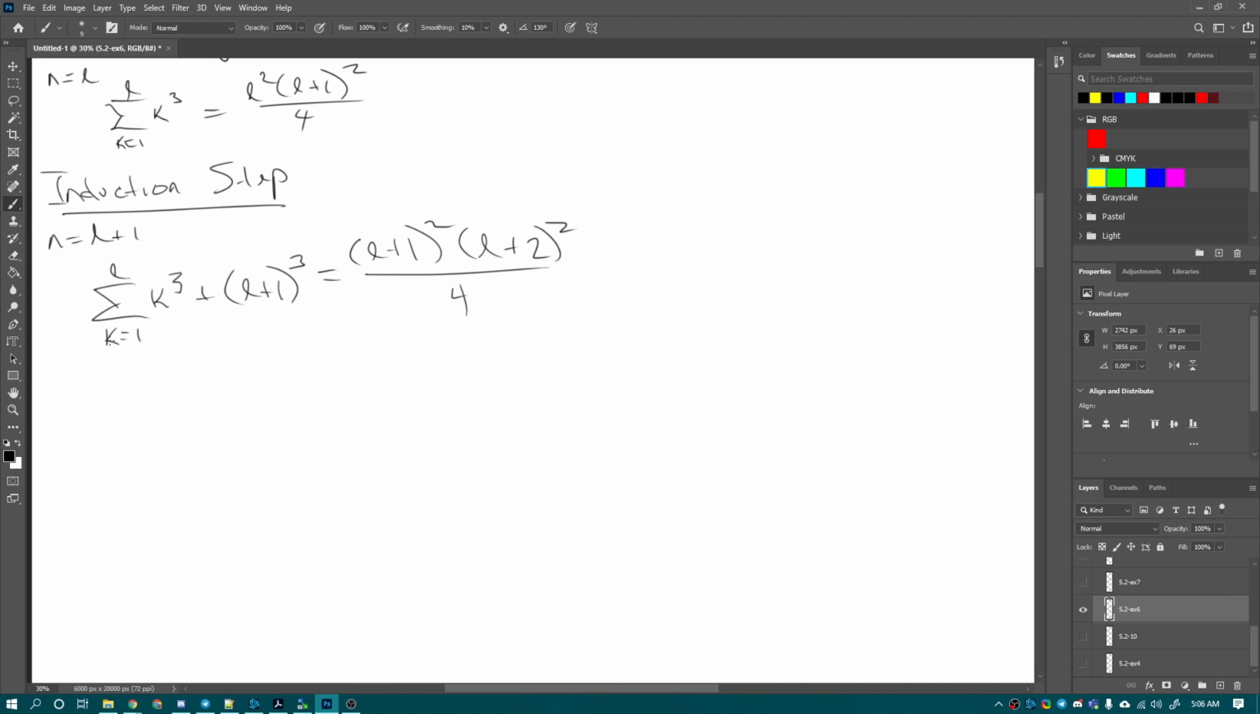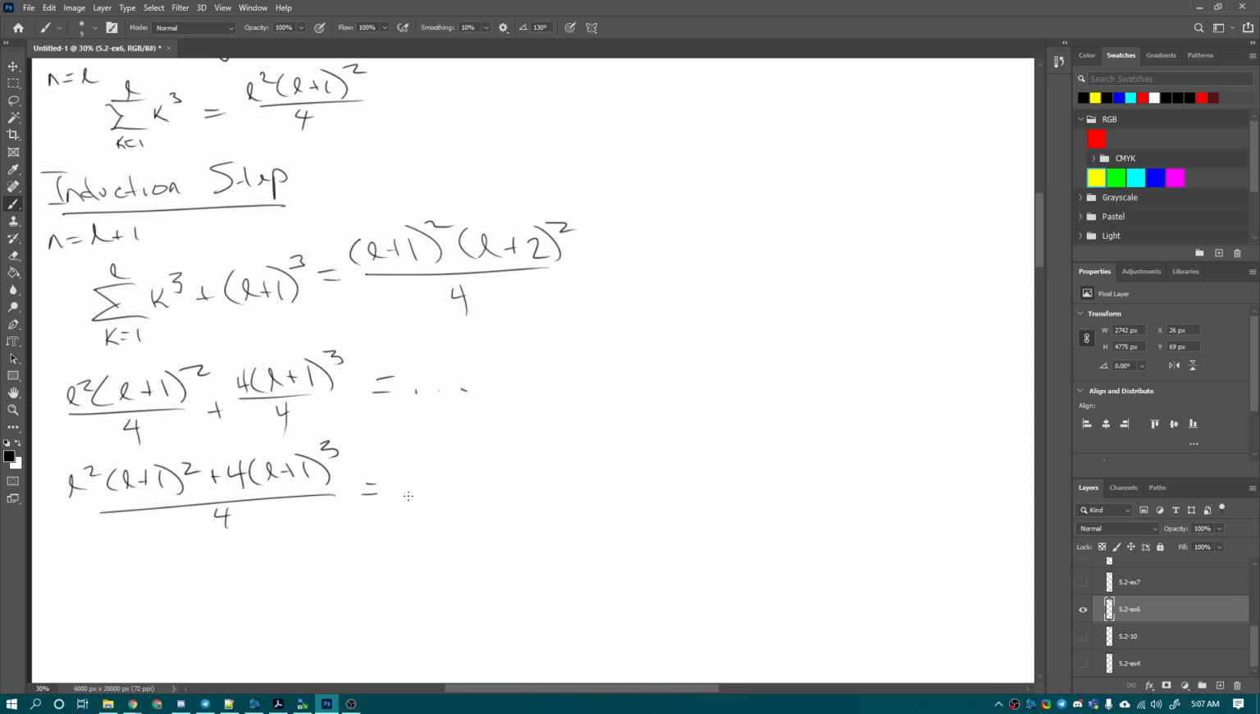We have our summation notation. It's the same as when n equals L, so I'm just going to replace it with the right-hand side of the equation. That's L squared times L plus 1 squared all over 4 plus L plus 1 cubed is equal to dot dot dot. I now have a fraction and a whole number. I'll find a common denominator, which is 4, so I will multiply by 4 and then divide by 4. That leaves me with L squared times L plus 1 squared plus 4 times L plus 1 cubed all over 4 equals dot dot dot.